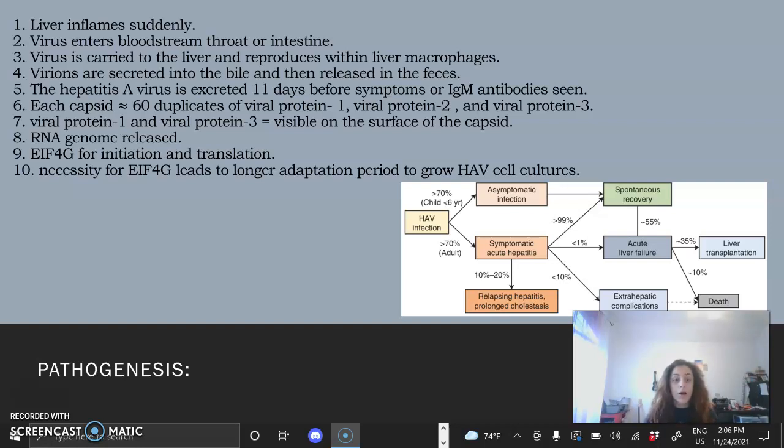by the host cell on protein-producing ribosomes. So even though Hep A is part of the picornavirus clade, it requires an intact eukaryotic initiation factor 4G, and that's what this is over here, for initiation and translation. The necessity for this initiation factor leads to a longer adaptation period to grow hepatitis A virus cell cultures because the virus must incompetently compete for cellular translation.